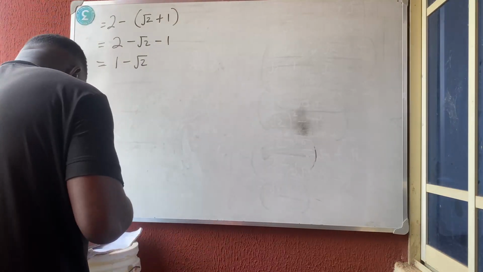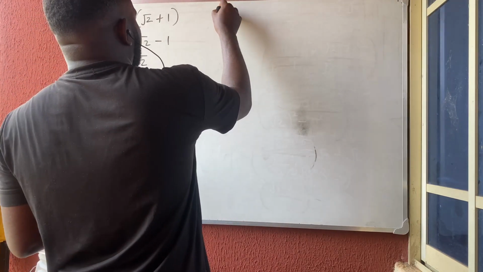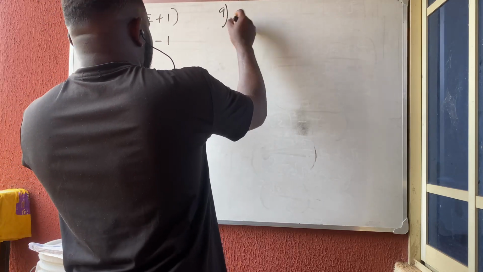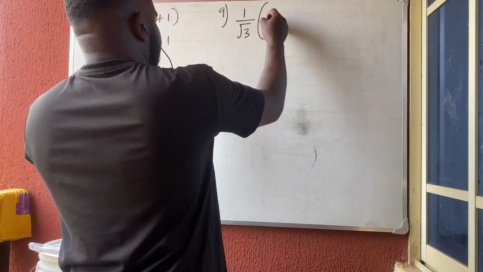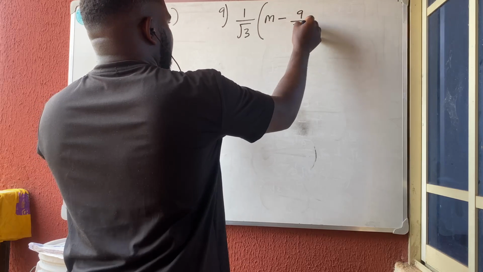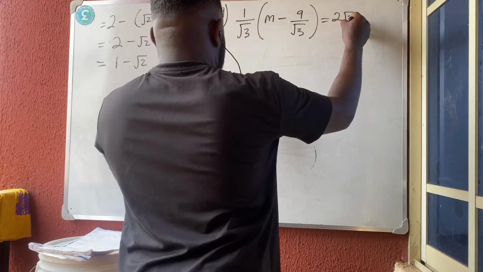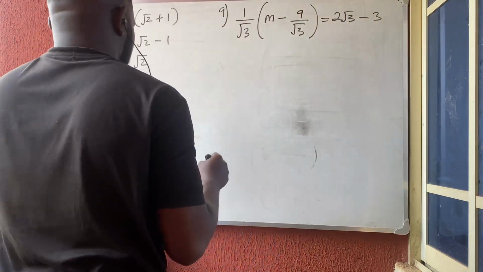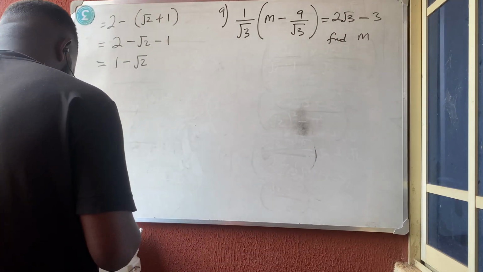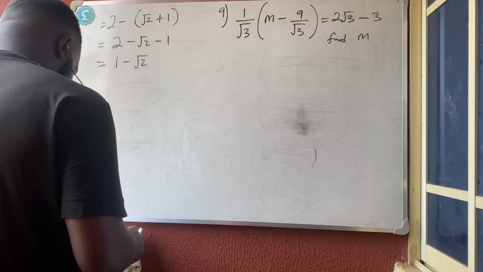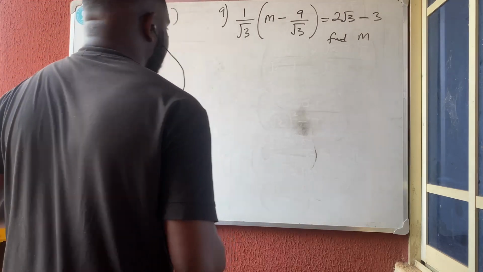Okay, so the next question. The next question said, number 9. Number 9 says, 1 over root 3 bracket m minus 9 over root 3 is equal to 2 root 3 minus 3. Then they now say we should find m. Okay, so let's go.